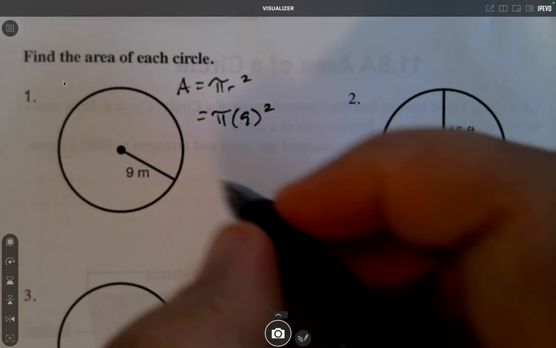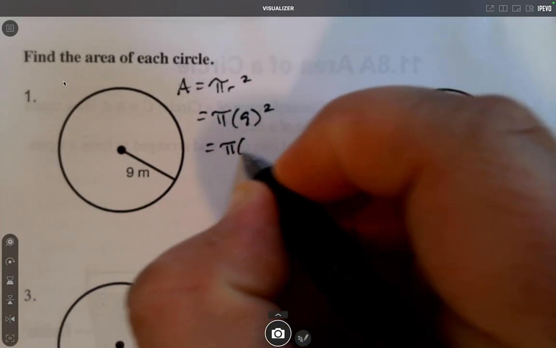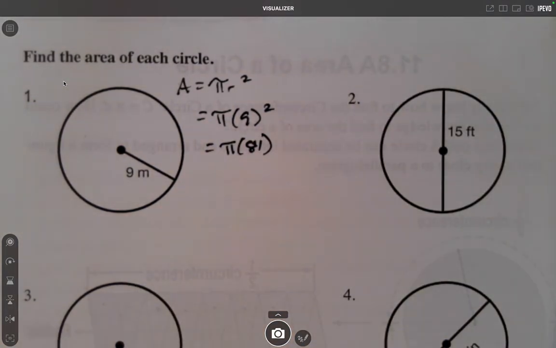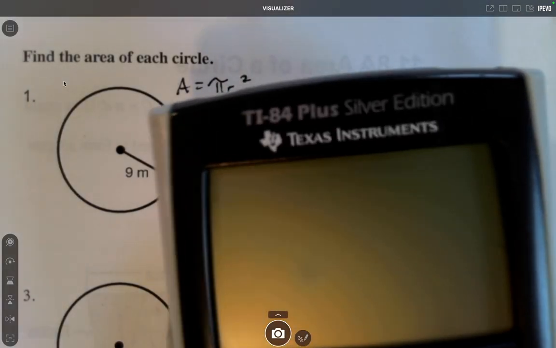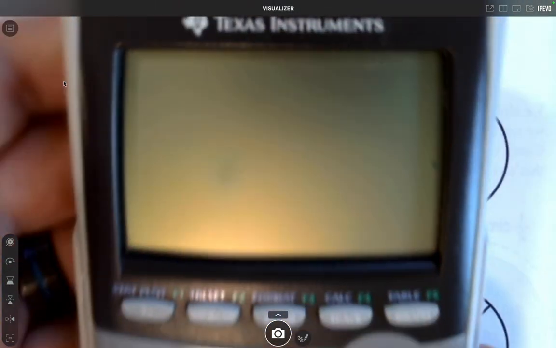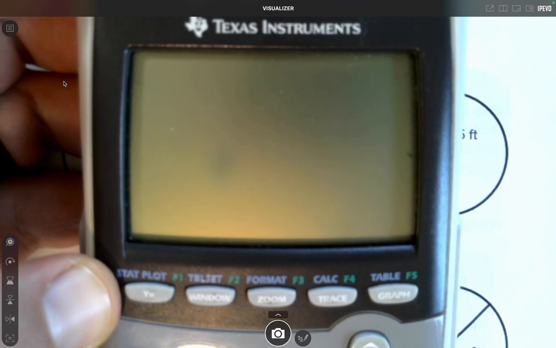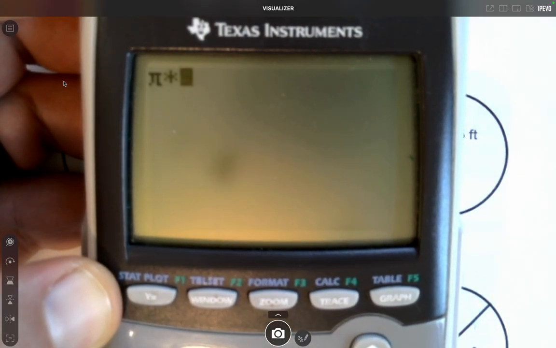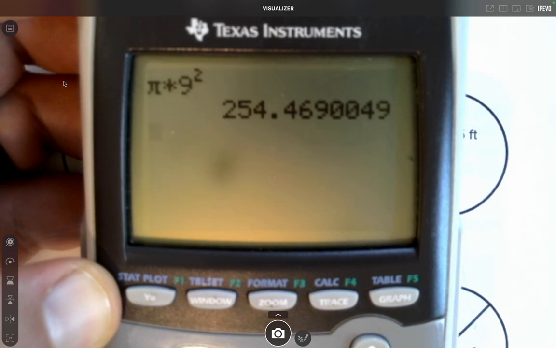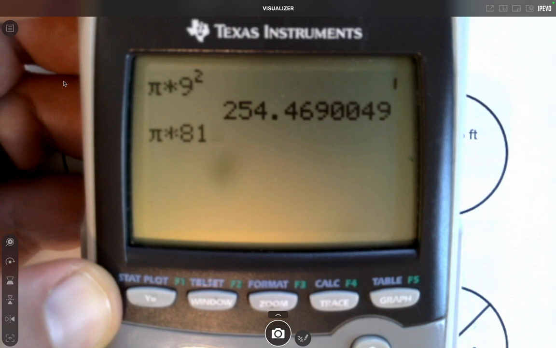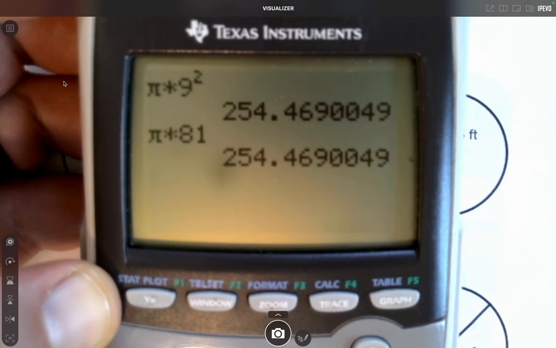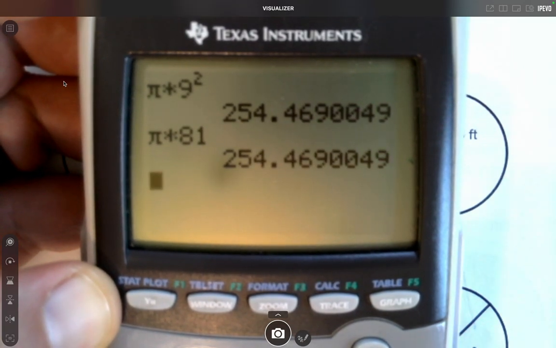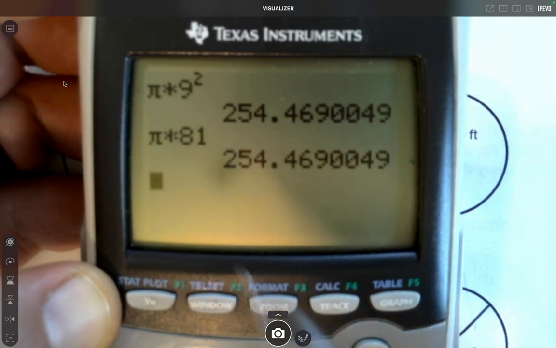And if you want to square that first, you can. You can say pi times 81. Then you plug in your calculator. But I will show you how it doesn't matter if you square first or not. You can get the same answer either way. So if I plug this in and I say pi times 9 squared, gives me that answer. Or if I say pi times 81, that also gives me the same answer. So either way is okay. You can just do the squared in the calculator or before.